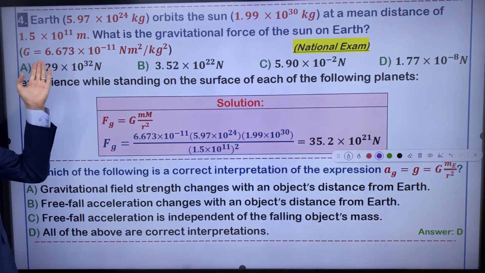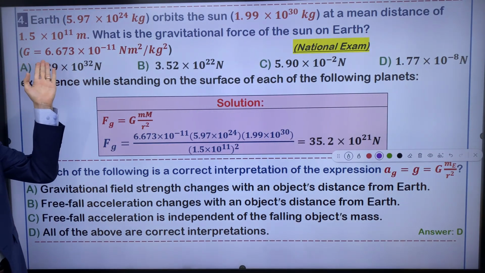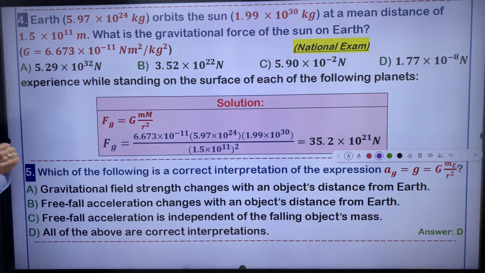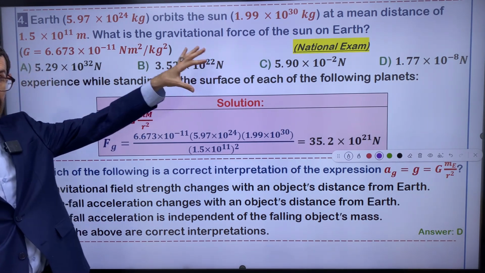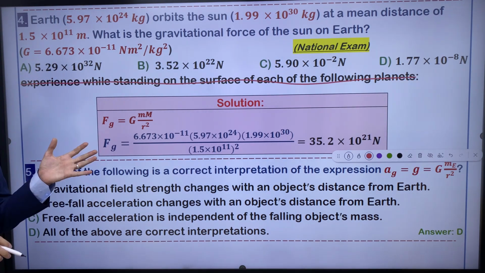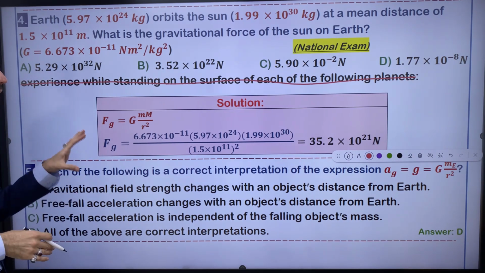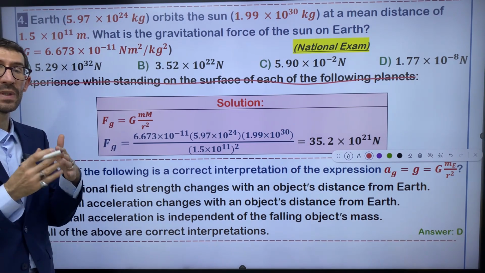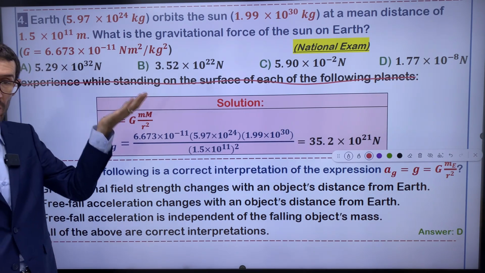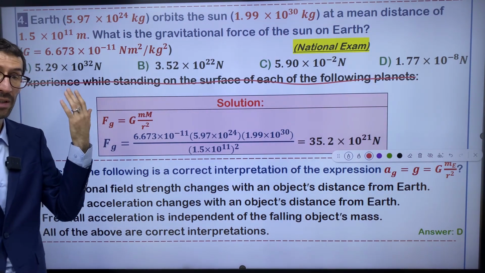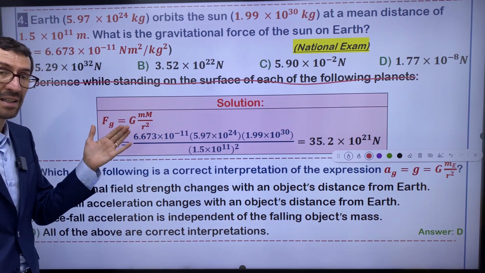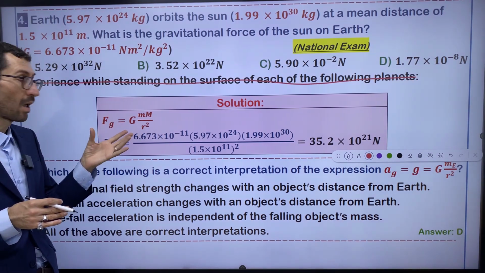In the question, G is given. G is equal to 6.673 times 10 to the negative 11 Newton meter square per kilogram square. There are 4 options. This is an actual question of a national exam. We have the sun and earth, and we look for the gravitational force between them. We have enough information: the mass of each celestial object and the mean distance between the 2 bodies. That's why everything is available for finding Fg.